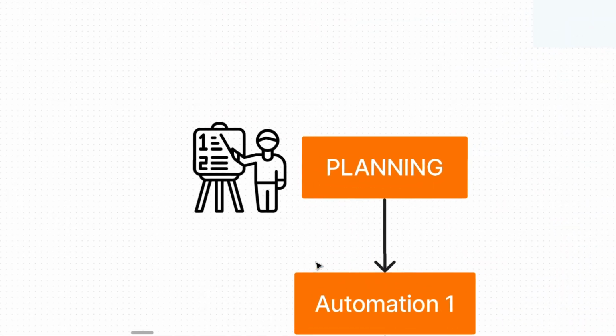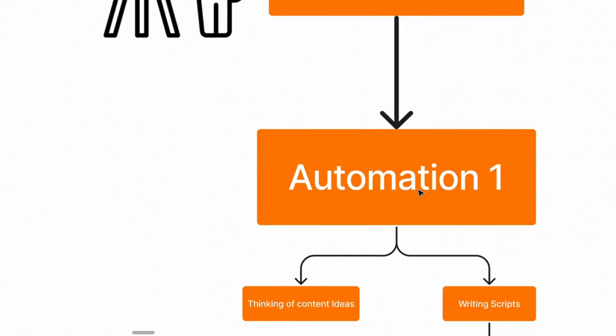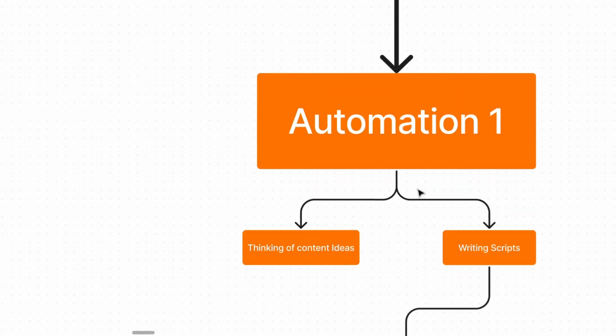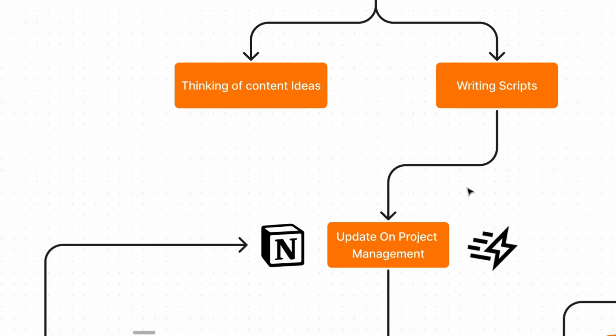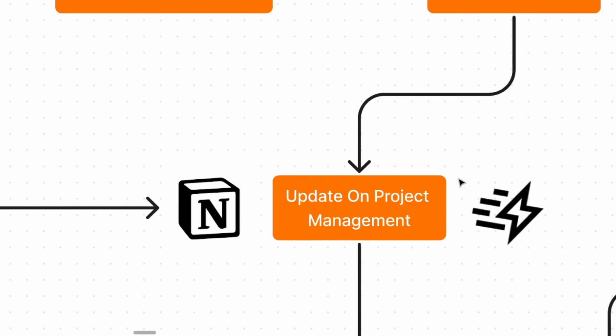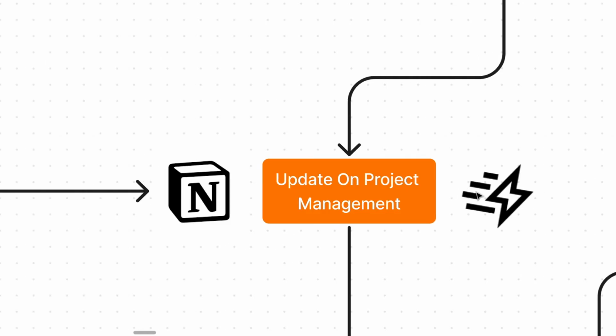So as I said, the first stage of content creation is actually planning, and for this we're going to be giving you this automation example. Now there's a ton of things you can actually automate, whether it's thinking of content ideas or actually writing the scripts. But for this video, we're going to be giving you an example of how to automatically write the scripts in the planning stage. So this is going to start with a trigger, which is an update on the project management board. Now we use Notion for all of our stuff.